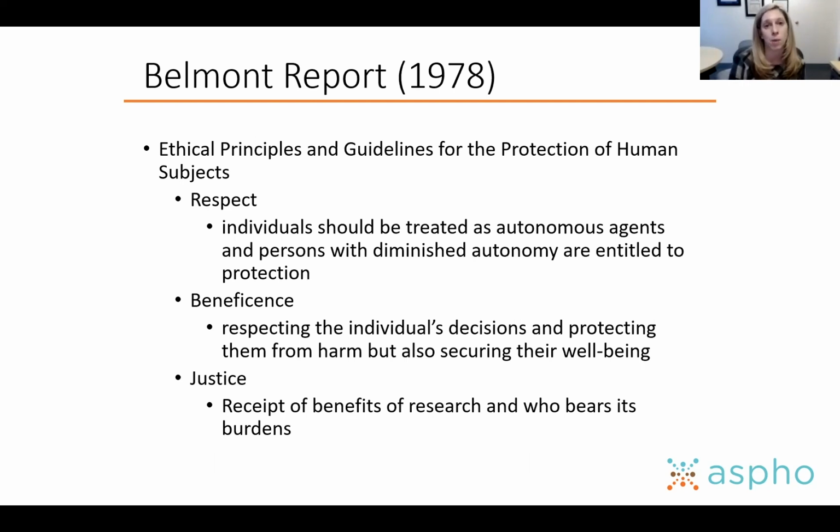I just want to mention the Belmont report, which was put out in 1978. Actually, its real title is Ethical Principles and Guidelines for the Protection of Human Subjects. The Belmont report is one of the main documents that guide our thinking with regards to ethical research, and it really divides our duties with regards to the ethical conduct of research into 3 categories. The first is respect, which I've alluded to quite a bit already, that individuals should be treated as autonomous agents, and persons with a diminished autonomy are entitled to protection.